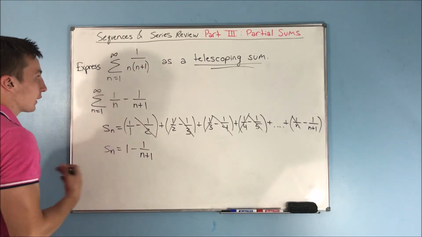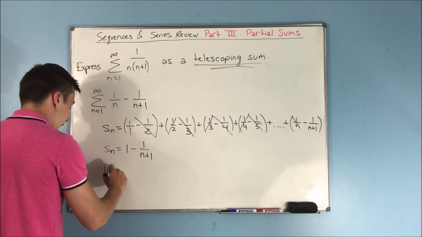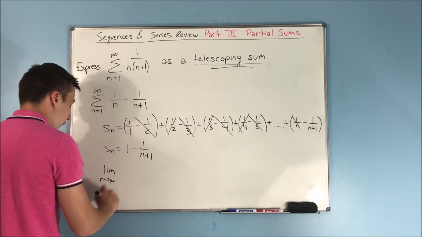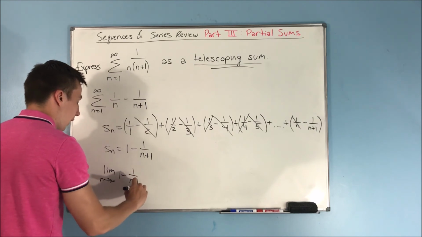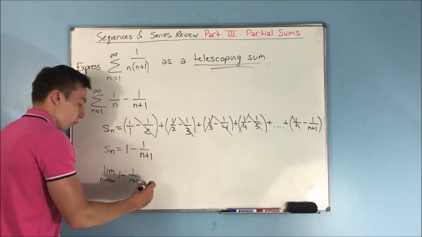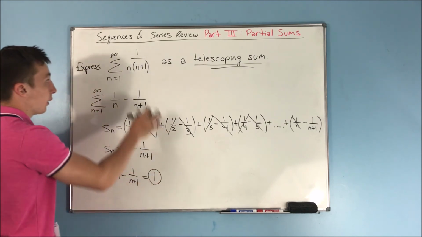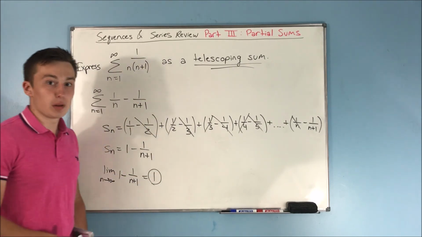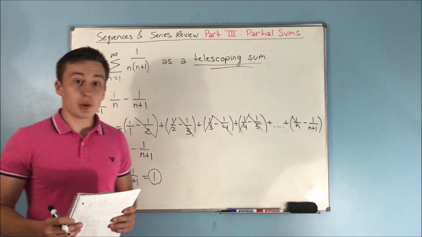So we've expressed this as a telescoping sum. If we take the limit as n approaches infinity of our S sub n, 1 minus 1 over n plus 1, we get that this is just equal to 1, and that is going to be the sum of this series. So yeah, that's about it, and that's going to do it for this video.